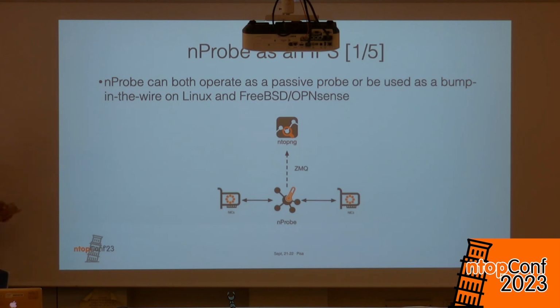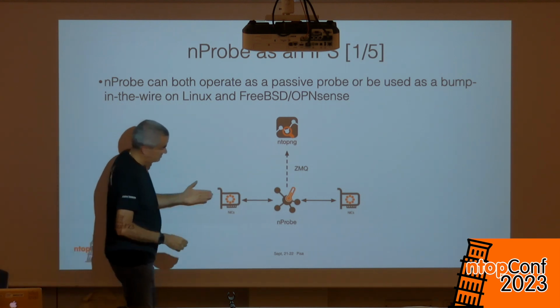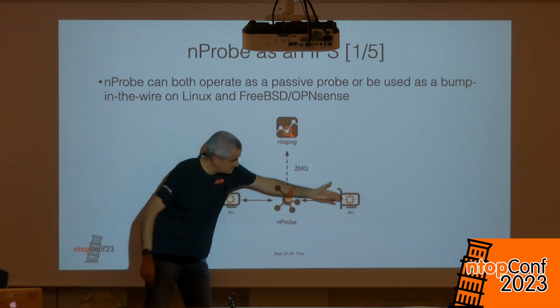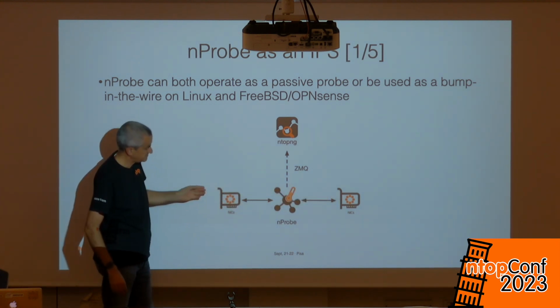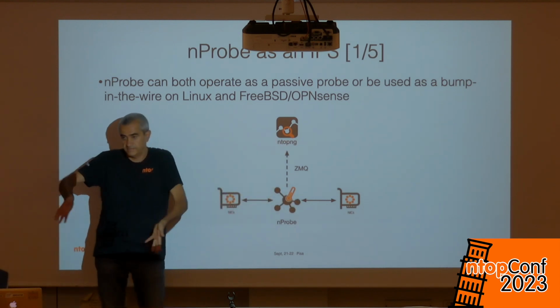Another thing that not many people know is that mprobe can act as an IPS, intrusion prevention system. Probably the word is too strong, but I will now tell you what it means. So it's a bump in the wire. So in essence, there are two network interfaces, and the traffic is flowing from one interface to the other. So let's say from LAN to WAN. Okay.